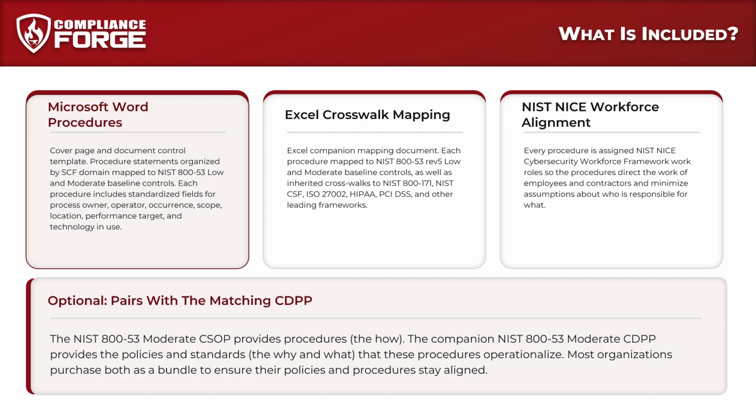Each procedure includes standardized fields for the process owner, operator, occurrence, scope, location, performance target, and technology in use. The Excel crosswalk mapping. Each procedure is mapped to the NIST 853, Revision 5 low and moderate baseline controls, as well as inherited crosswalks to NIST 800-171, NIST CSF, ISO 27002, HIPAA, PCI DSS, and other leading frameworks.